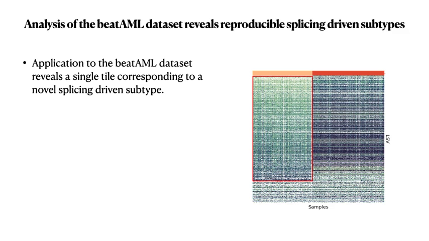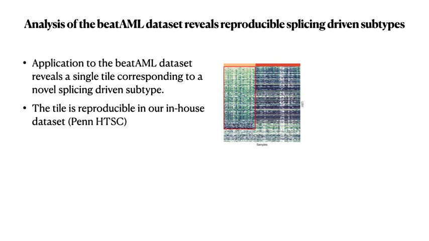We first applied CHESSBOARD to the Beat AML dataset where it recovered a single large tile corresponding to a novel splicing-driven AML subtype. We then applied CHESSBOARD to an in-house dataset denoted as PEN-HTSC to validate our findings and discover the tile is reproducible in this alternate dataset.